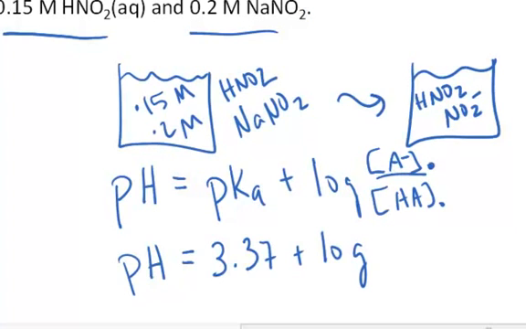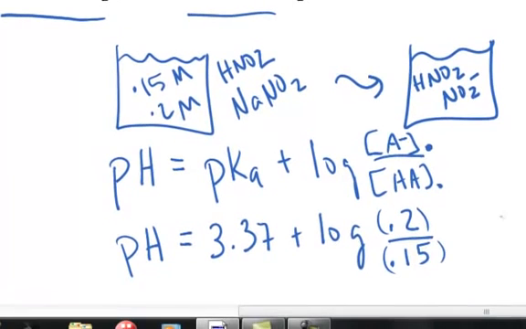Okay, so the pH equals the pKa 3.37 plus the log of the initial concentration of the anion, or the conjugate base partner of the acid, which is the sodium nitrite, which is 0.2 molar, divided by the acid, which is 0.15 molar.